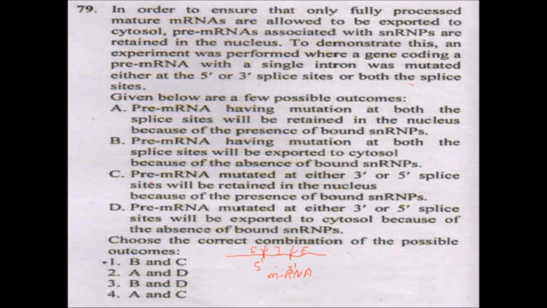Next is pre-messenger RNA mutated at either the 5' or 3' splice site will be retained in the nucleus. Yes, because if only one site is cut, then the intron is still present there. It will not be removed. So it will be retained in the nucleus for further processing to remove the intron completely. So the answer will be B and C, and it is option 1.